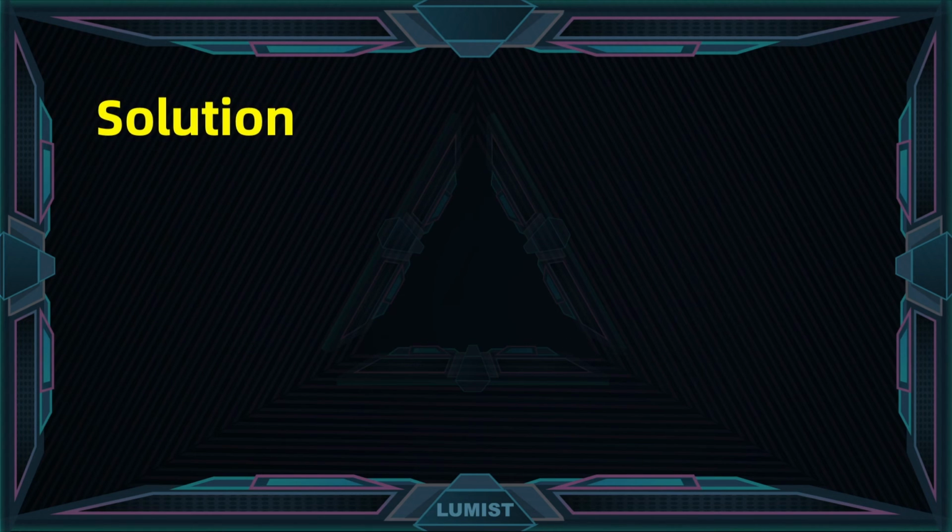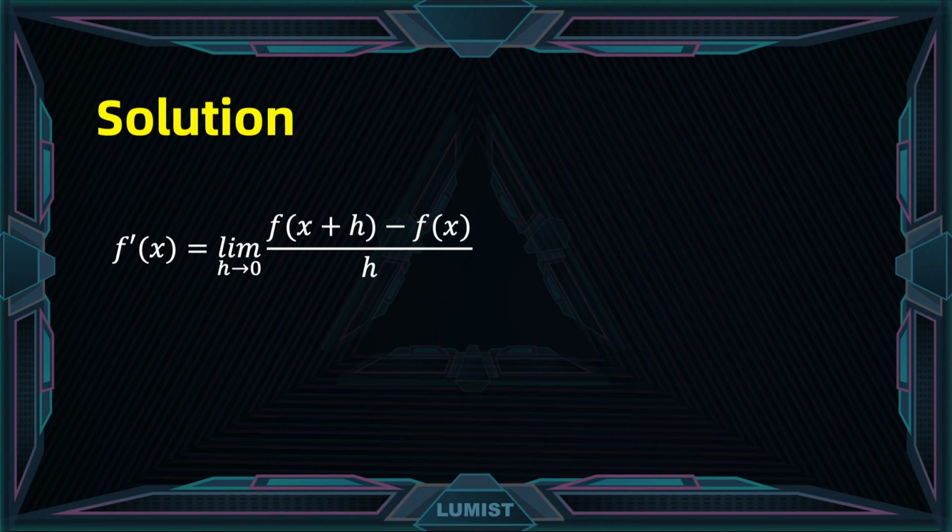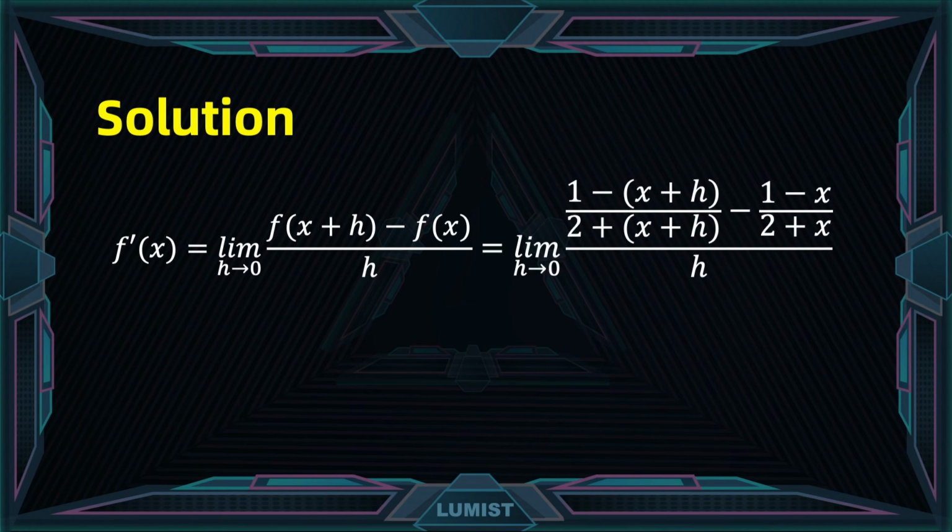To solve this problem, first I use the definition of derivative, which is the equation that was provided earlier. Now, all I have to do is plug in the value x plus h into the original equation, so I end up with (1 minus (x plus h)) over (2 plus (x plus h)) minus f of x itself, so the original function itself, (1 minus x) over (2 plus x), the whole thing over h.